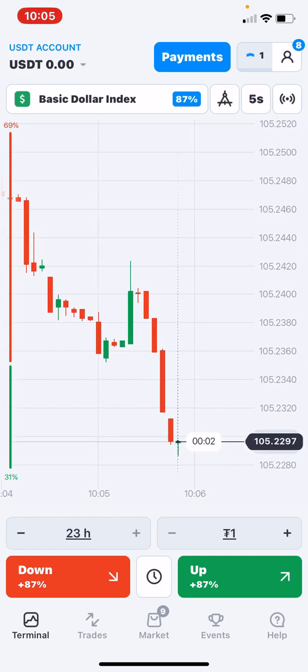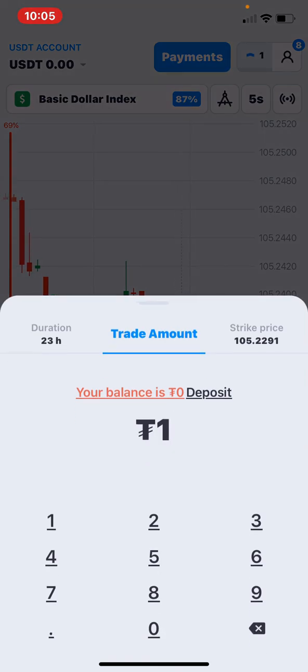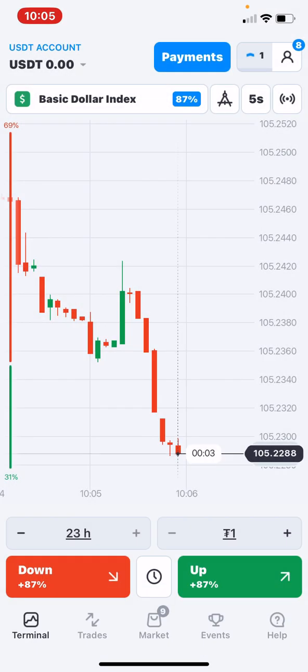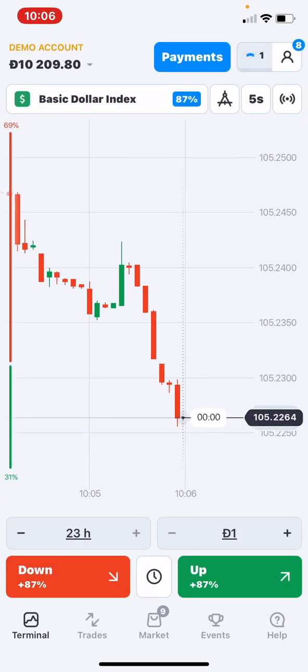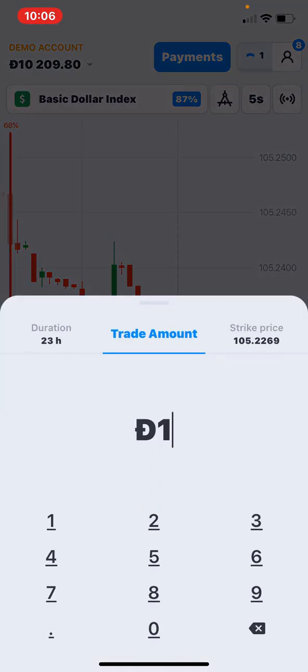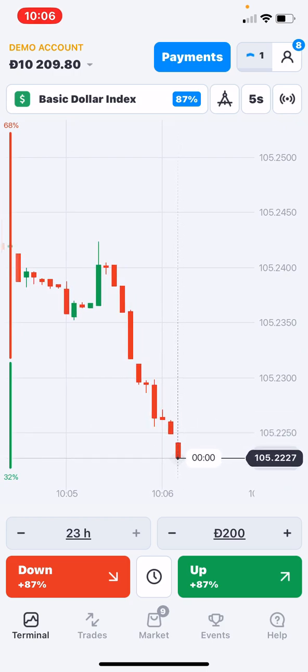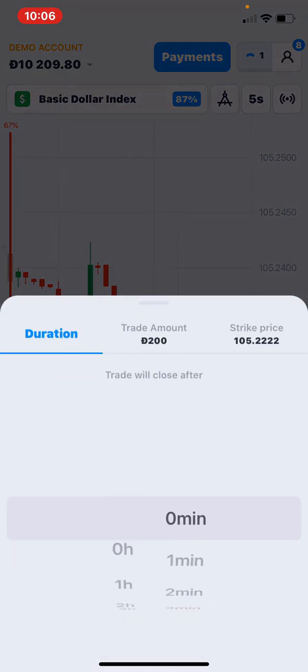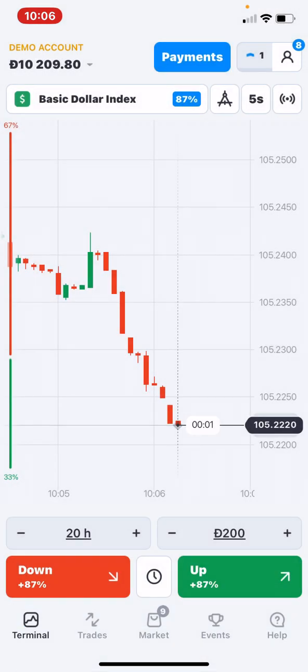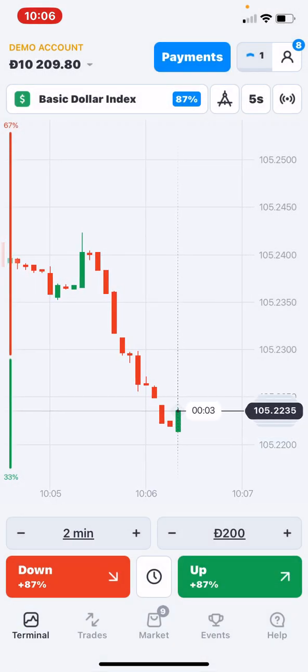Whenever you place a trade, let me explain to you. When I mean 100% of capital, that means, let me go to the demo account, you have $10,200 in your demo account, and you want to place a trade with like $200. Note, if you trade with $200 and you lose the trade, your whole $200 is gone. That's just it. But if you analyze the trade properly and you got it right, you'll be given 87% of $200.